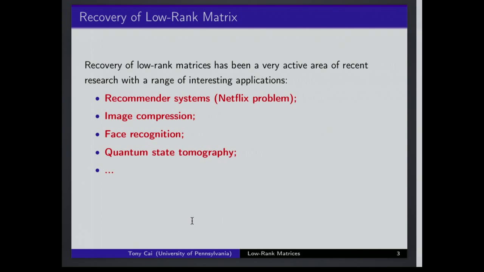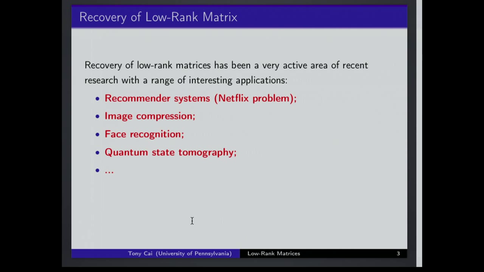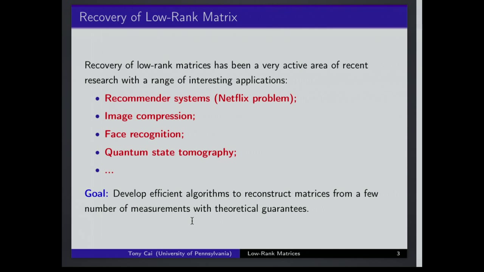I think the problem was made famous by the Netflix problem, but it's also applied in a wide range of other problems like image compression, facial recognition, and in particular in quantum computing, in quantum state tomography, a major problem is to estimate the density matrix, which is often of low rank. And there are many different aspects of this type of problems, but the goal is almost always the same. We want to develop efficient algorithms to reconstruct matrices from as few number of measurements as possible.